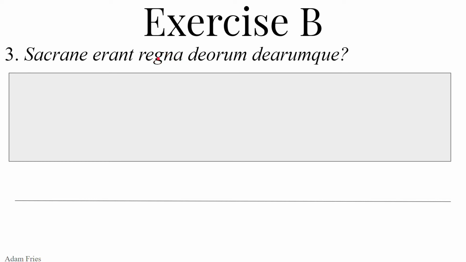But wait a minute. We remember that if we have a linking verb sum, we cannot have an accusative direct object. It doesn't work like that because the nominative subject works with a linking verb sum and a predicate nominative. Nominative, predicate nominative, this adjective sacra. So the kingdoms were sacred. It's a question. Were the kingdoms sacred? To be answered by a yes or no. Were the kingdoms sacred? And the kingdoms deorum dearumque.